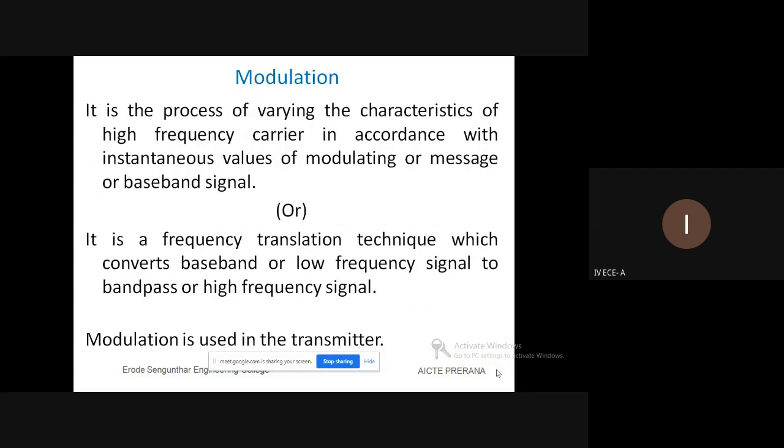Next, we'll discuss what modulation is. Modulation is the process of varying the characteristics of a high frequency carrier in accordance with the instantaneous value of the modulating or message signal. Or it can also be defined as a frequency translation technique which converts your baseband or low frequency signal to a band pass or high frequency signal. This modulation is carried out in the transmitter section.